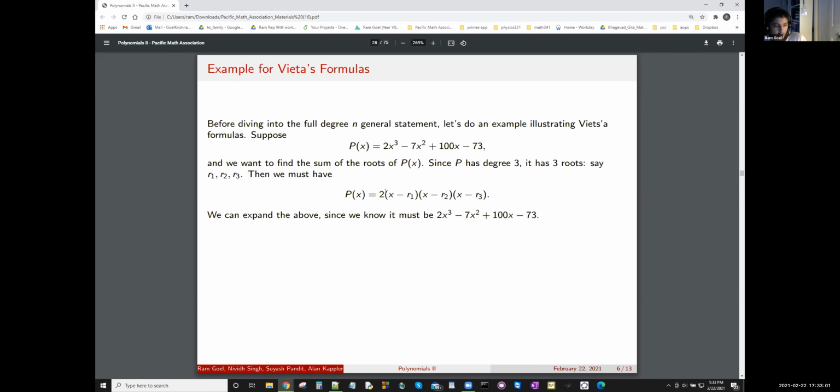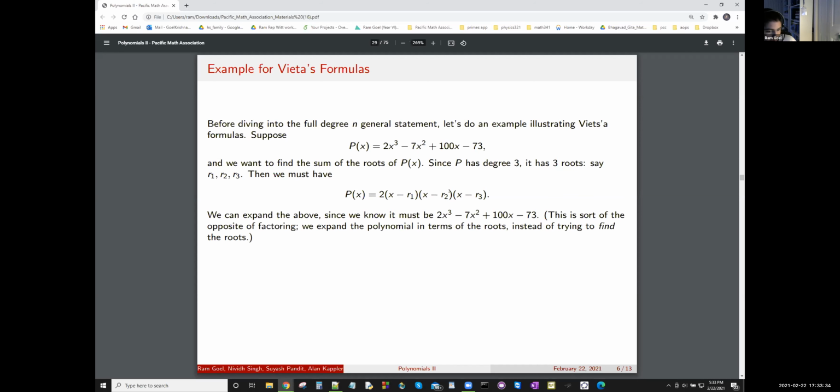So again, the coefficient of x squared, how can you get an x squared from this? You can choose an x, an x, and a negative r3. You can choose an x, a negative r2, and another x. Basically I'm asking how I can get 2 x's and then something else. So you're going to have x squared times negative r3 plus x squared times negative r1 plus x squared times negative r2. So the coefficient of x squared will be negative r1 minus r2 minus r3. And you can keep going on like this.